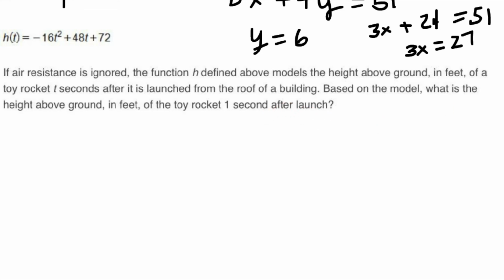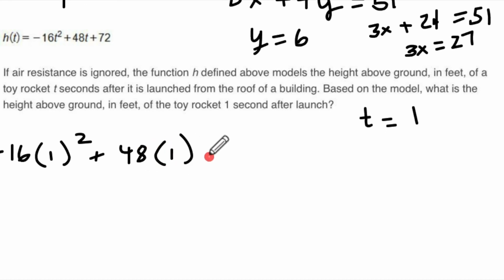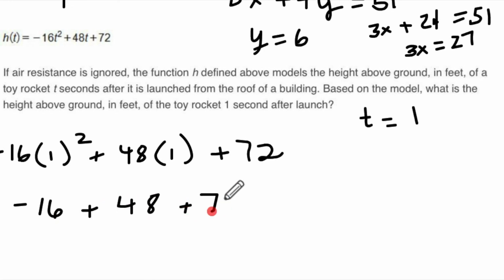So all you have to do is t equals 1. I'm not sure why this is a hard problem. And you're just going to put the 1 in where the t is, and you'll get your answer. So 16 times 1 squared plus 48 times 1 plus 72. This is a non-calculator problem, so they're not going to make the numbers extremely difficult. And when you add those all up, you get 104. And that's the answer to that one. Okay, we have 2 more to go.